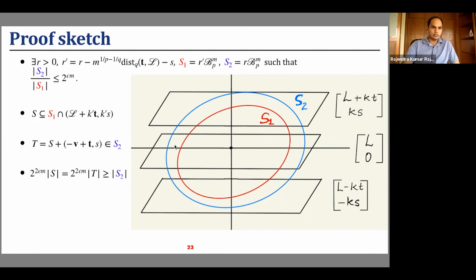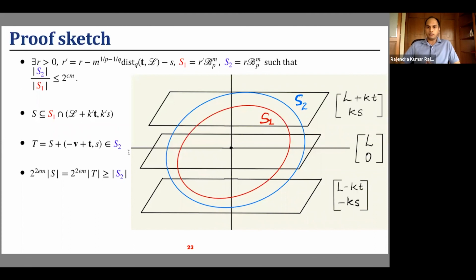And we can extend this set S to a set T, which is just a translation of the set S by a vector minus V plus T, which is also a lattice vector in L prime. And just by the difference in the radii of S1 and S2, we can show that this set T is in the sphere S2. So if the number of layers in the set S2 is not more than 2 to the epsilon m, then the number of vectors in set S is at least the number of vectors in set S2 divided by 2 to the power 2 epsilon m, and the same is true for set T.